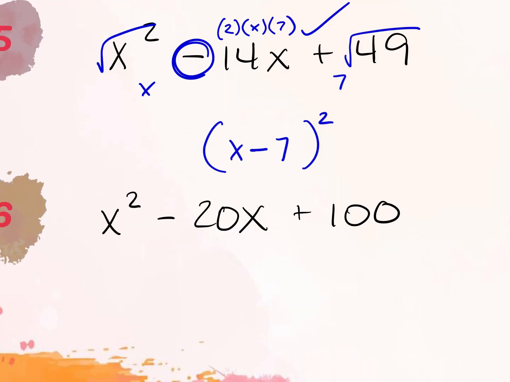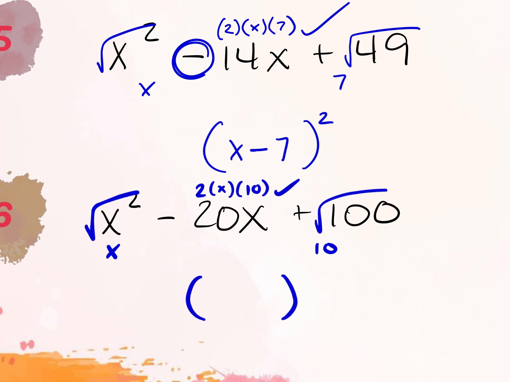And then for number 6, what's special about x squared and 100? Perfect squares. So what's the square root of x squared? X. And what's the square root of 100? 10. In the middle, do we have 2 times x times 10? Yep, that's 20x. So we can do our shortcut. So what's going to go into my parentheses squared? X minus 10.